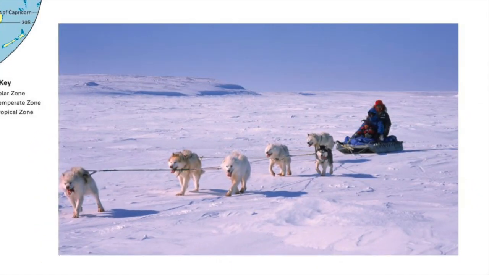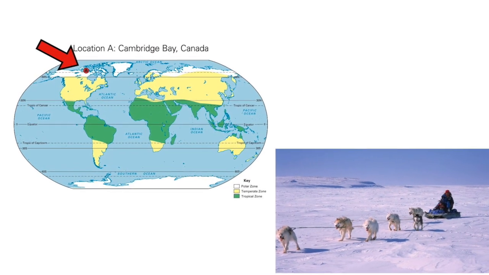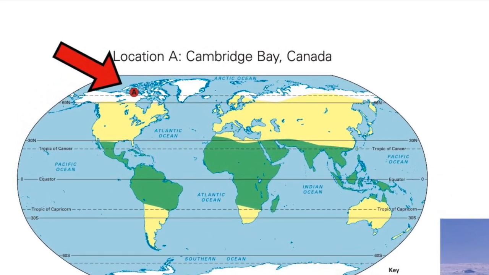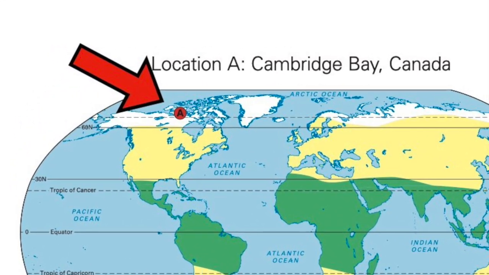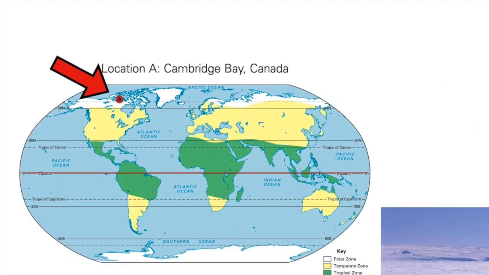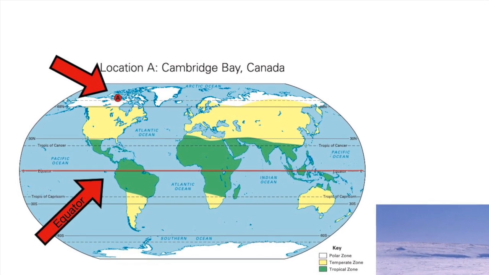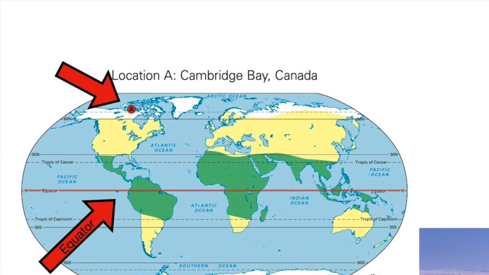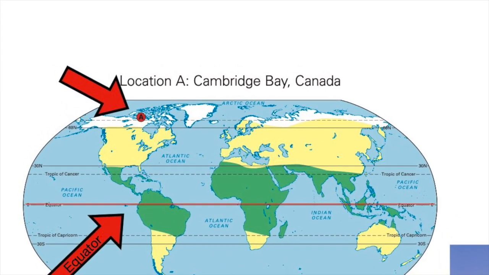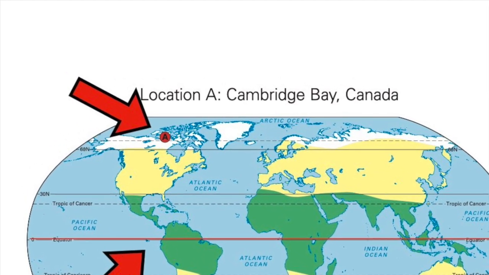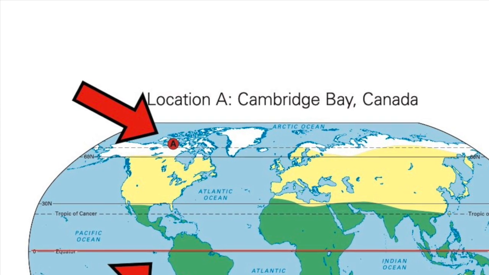Our first destination is Cambridge Bay, Canada. You can find Cambridge Bay in northern Canada. It is a small town on Victoria Island. Not very many people live there. Let's look at where Cambridge Bay is compared to the equator. The equator is an imaginary line that goes around the center of the Earth. We can see that Cambridge Bay is really far away from the equator. It's almost at the top of the Earth near the North Pole.